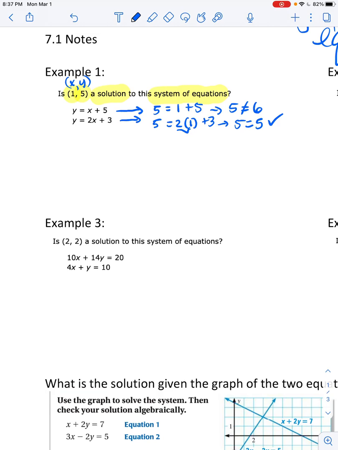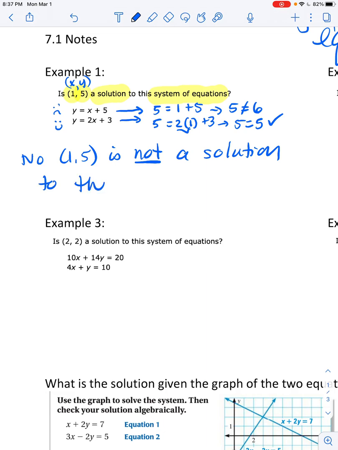But because it has to be true for both equations, so it works in this one but not in this one, then you have to say no. (1, 5) is not a solution to the system. You don't have to write that all out every time, but we're learning today, so I'm writing it out for you. It is a solution to the second equation. It worked in there just fine, but it didn't work in the first one. And it only takes one no to say, hey, this can't be the solution for the system, because it has to work for everything, and it doesn't. So that is a no.